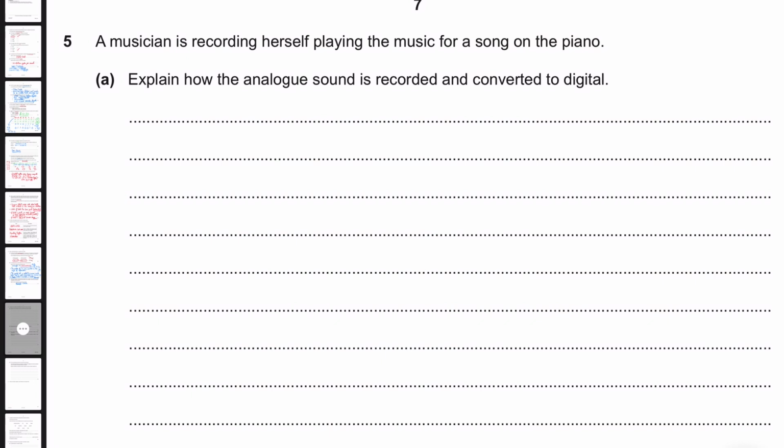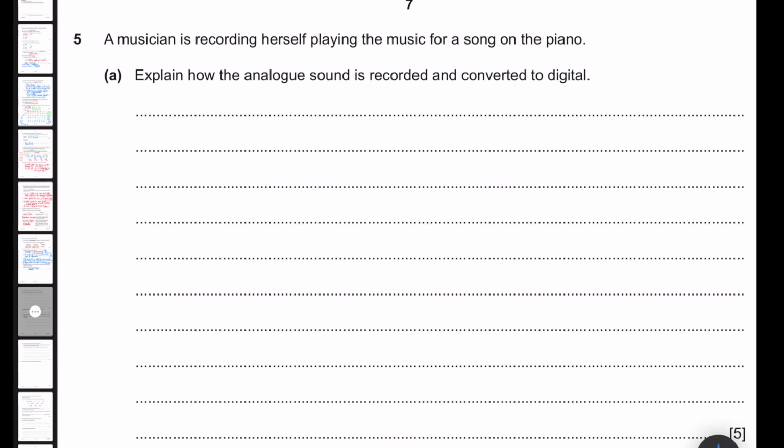Question 5. A musician is recording herself playing the music for a song on the piano. Explain how the analog sound is recorded and converted to digital. I think the easiest way of doing this is to draw a diagram. So I'm going to draw a line across here.